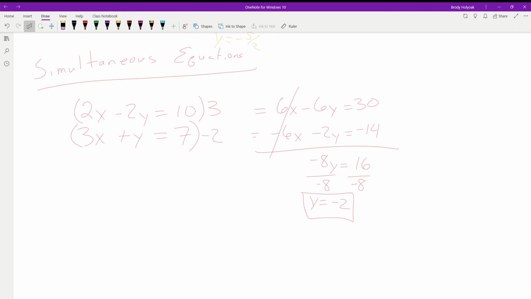Then, what you're going to do is take this value and plug it back into one of your two original equations to solve for the other variable. So we have 2x minus 2 times a negative 2 is equal to 10. 2x plus 4 is equal to 10. 2x is equal to 6. X is equal to 3.